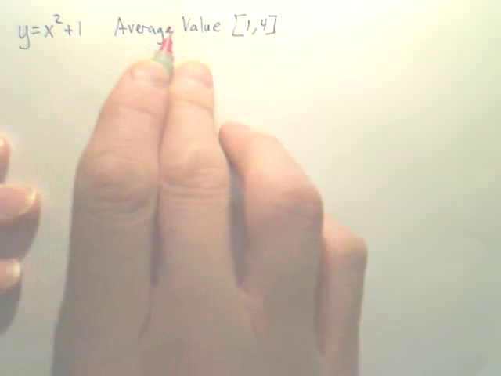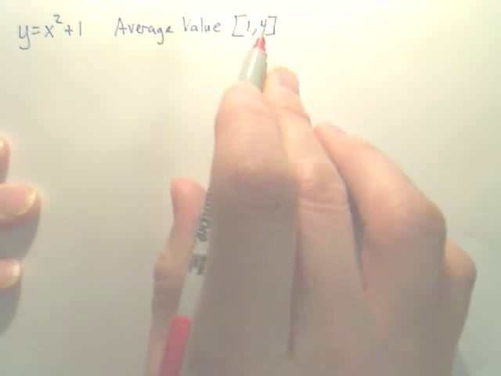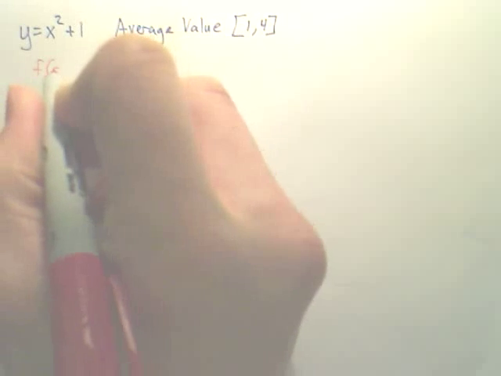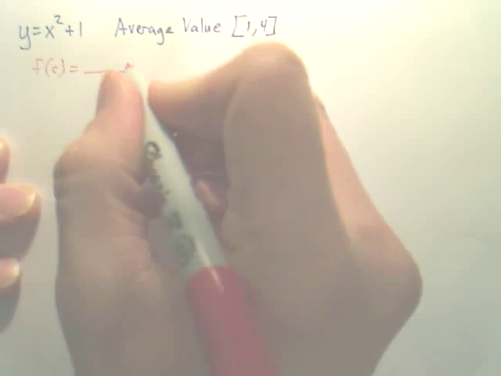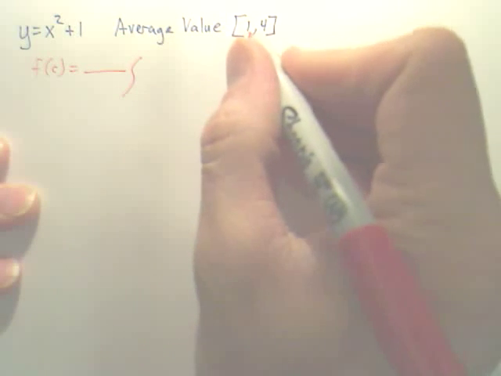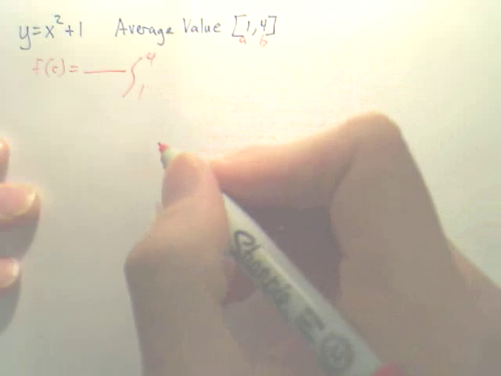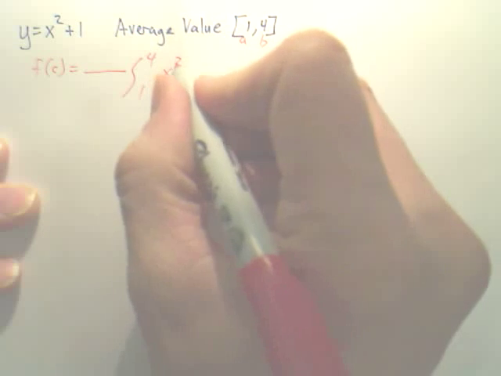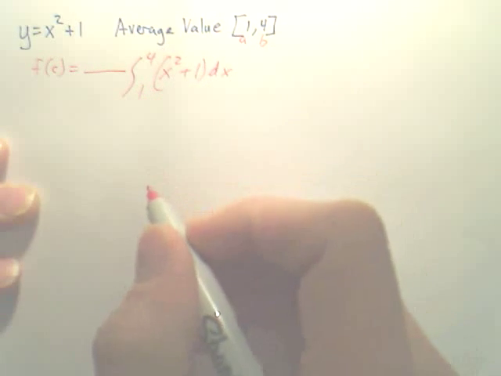To find the average value, you first need to look at the interval for the average value. What you're going to do is average value is f of c. We're trying to find some value where you take the integral of this interval. This is a, this is b, so from 1 to 4. Your equation is x squared plus 1, and since those are x's, it's dx.